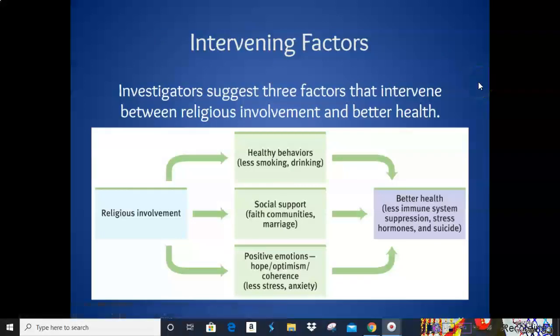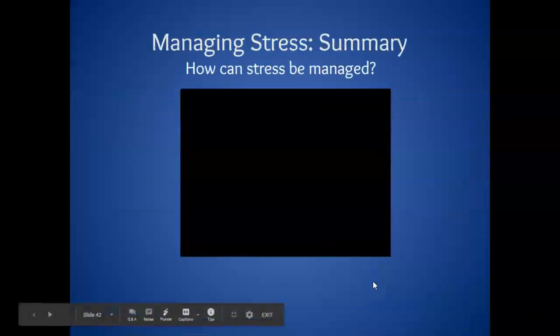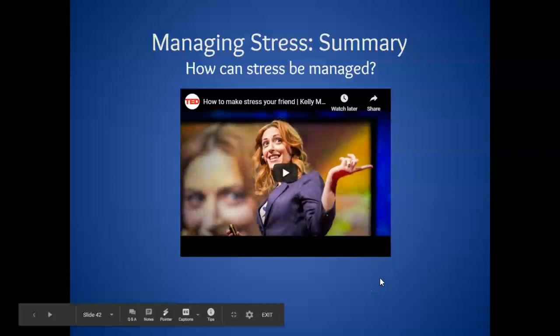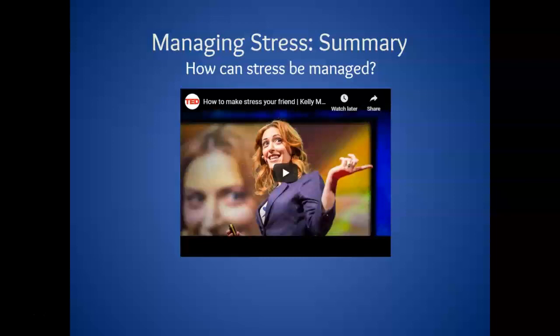Intervening factors. Investigators suggest that 3 factors intervene between religious involvement and better health. Again, healthier behaviors, social support, and that positive emotion. There's usually with religion, there's a lot of hope involved for the future. Okay, I'm going to have you watch this great video of managing stress, and she's specifically going to talk about how you see stressors. Do you see them as threats, or can you view them as challenges?